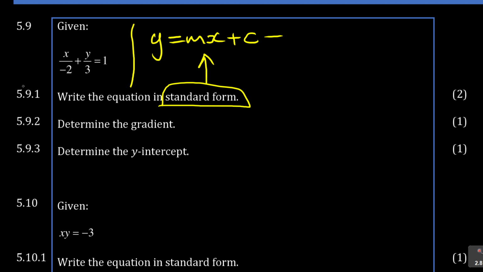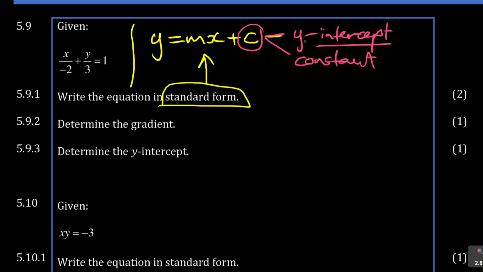What does it mean? Now you need to know what each one means. Whenever looking at this particular c, it means the y-intercept. What is the intercept? It means it crosses at the y-axis. Sometimes they also call it the constant. So they can call it the y-intercept and the constant. And then the m there is the gradient.